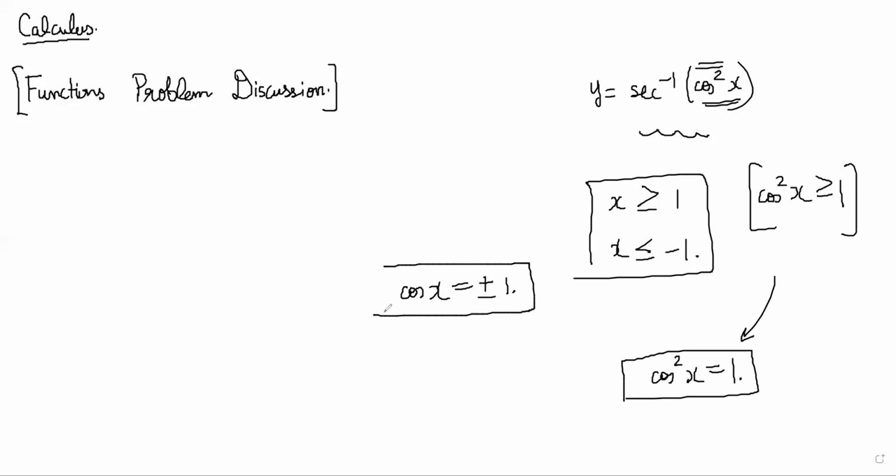Cos x will be plus or minus 1 at 0, at pi, like all integral multiples of pi. X is equal to n pi. For every integral multiple of pi, you will get cos x as either +1 or -1. So that will be the answer for finding the domain of this. Then what is the next one?